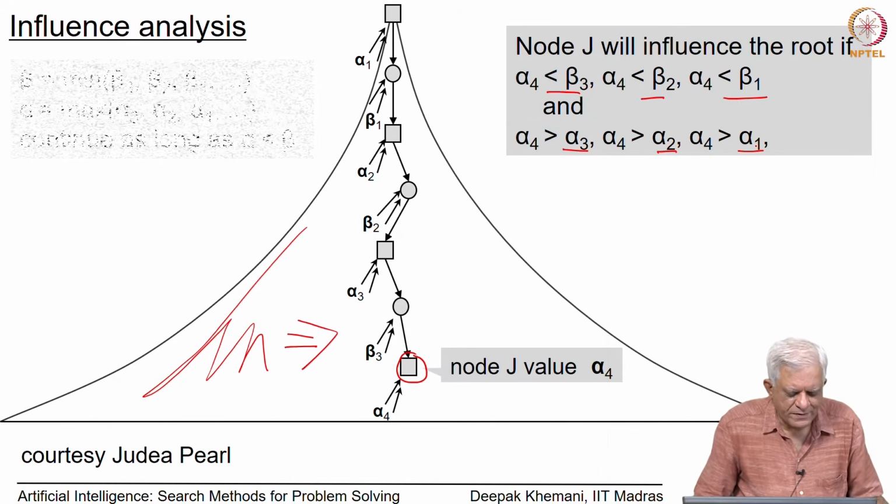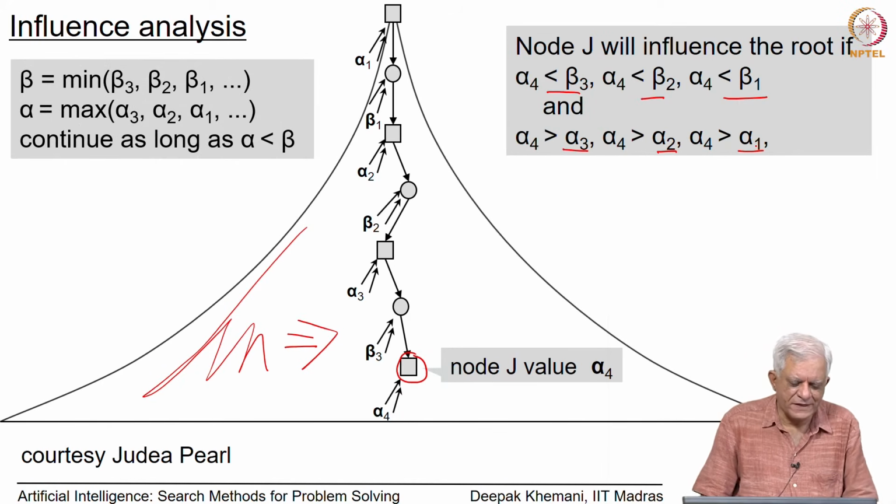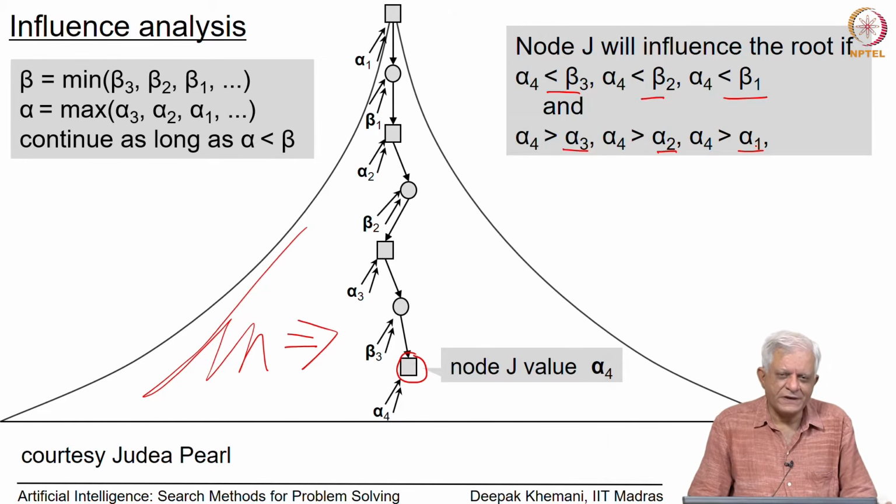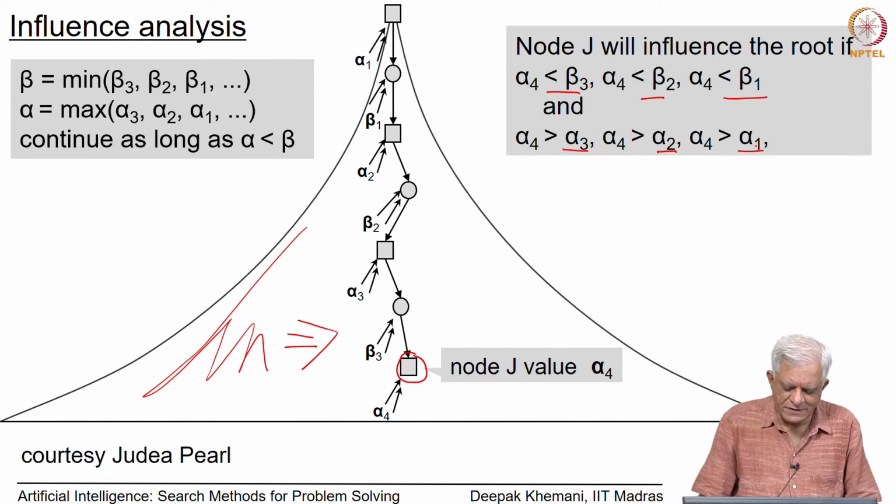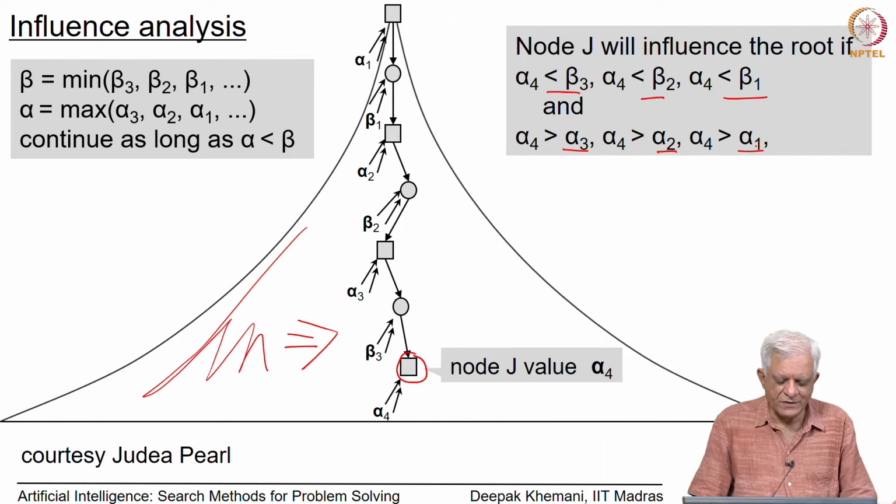So, if this is to be meaningful, it must satisfy all these properties. We can put these properties succinctly as follows: we look at a beta bound which this node j gets, and this beta bound is the minimum of the value of its beta ancestors, which is beta 1, beta 2, beta 3. Likewise, we have an alpha bound which is the maximum of the value of its alpha ancestors, which is again alpha 1, alpha 2, alpha 3 and so on. So, we should continue searching below j only as long as the alpha bound it gets is smaller than the beta bound that it gets essentially.